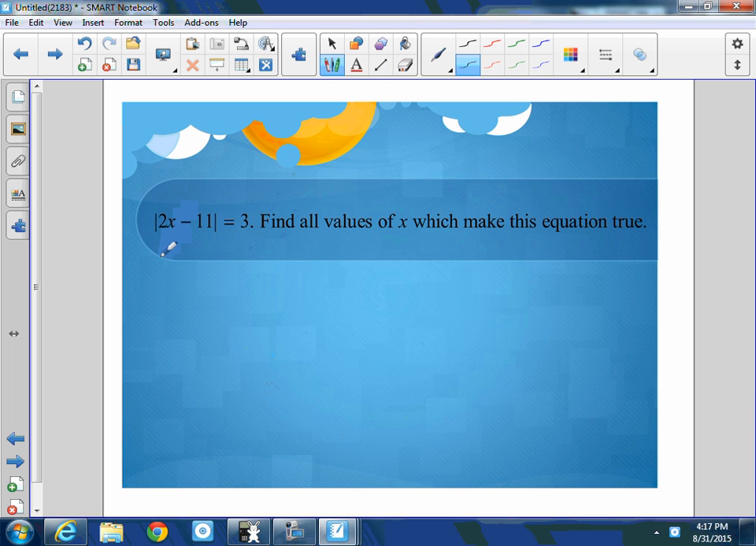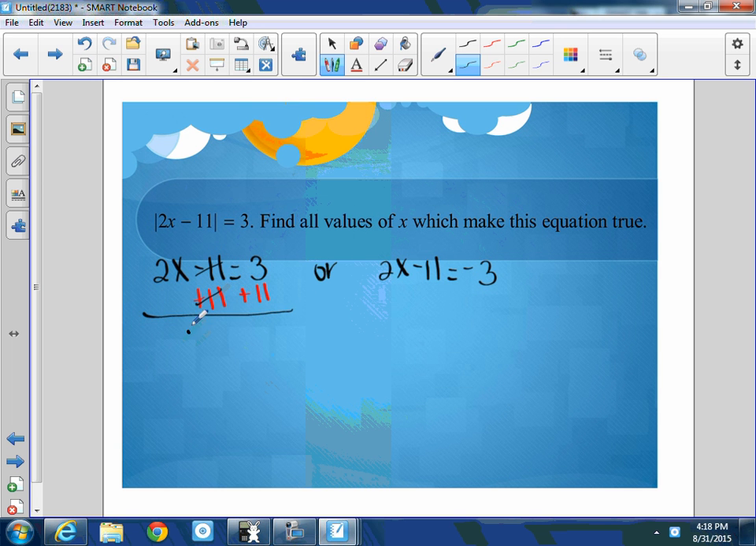Because absolute value could be positive or negative, we can say that 2x minus 11 equals 3, or 2x minus 11 equals negative 3. After this, we just got to solve. It's almost like solving two equations for the price of one. So this would be plus 11, that is 0. So 2x equals 11 plus 3 would be 14. Now I have to divide by 2. And x equals 14 divided by 2 would be 7.